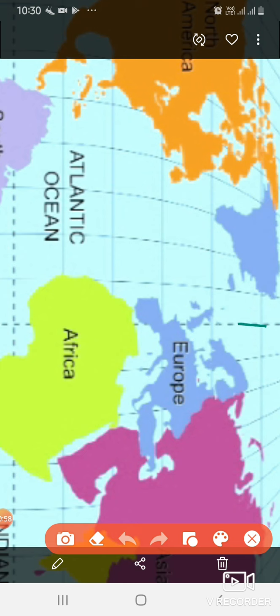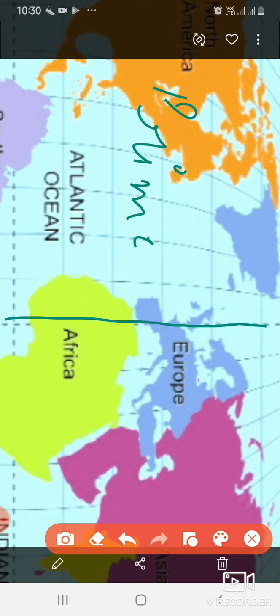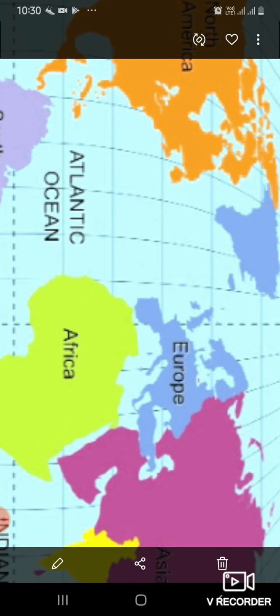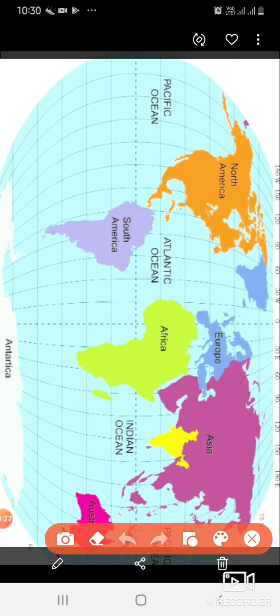A special line is coming from 0 degree. This is a longitudinal line, a special longitudinal line called the prime meridian. Now the prime meridian is set as 0 degree longitude, and it divides the earth into the eastern and the western hemisphere. Always remember that the west side is on your left hand side and east is on your right hand side. So earth is divided into eastern hemisphere and western hemisphere.